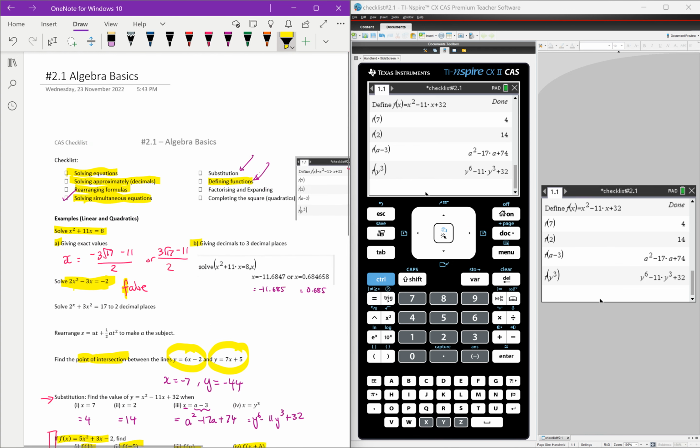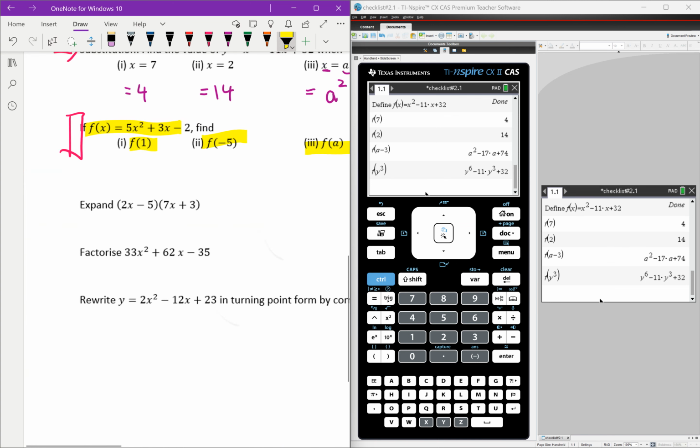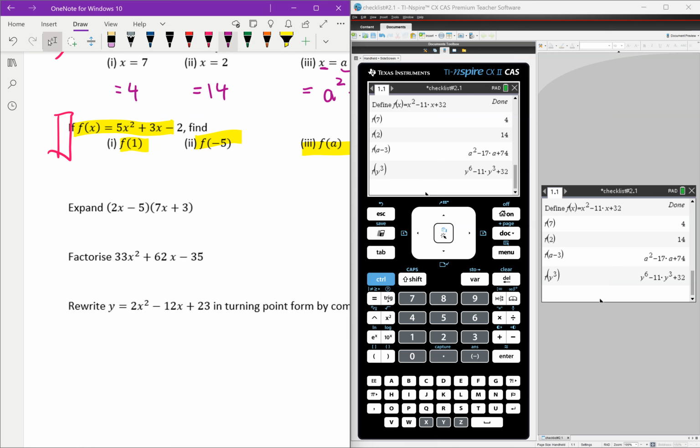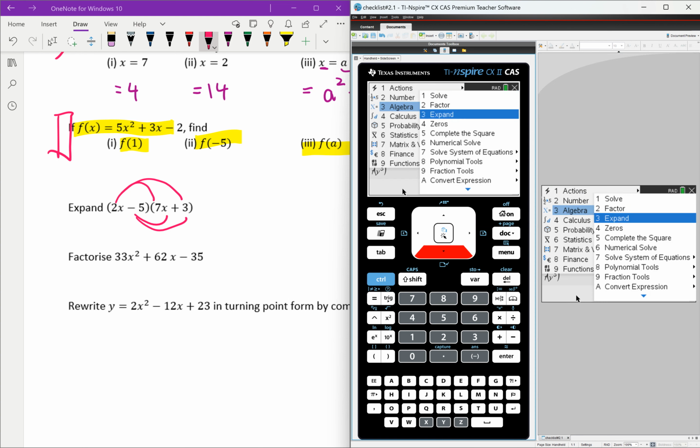And the last 2 or 3 skills: factorizing, expanding, completing the square. A lot of you who've done quadratics before would be familiar with this. Normally, we would do 2x times 7x, 2x times 3, negative 5 times 7x, and negative 5 times 3. You can actually do it on your CAS in one go. So menu, algebra, which is number 3, and then expand is number 3. Notice that there's factor there and solve there. These are your 3 things that you normally use. And notice there's also complete the square there too. We're going to do expand first.